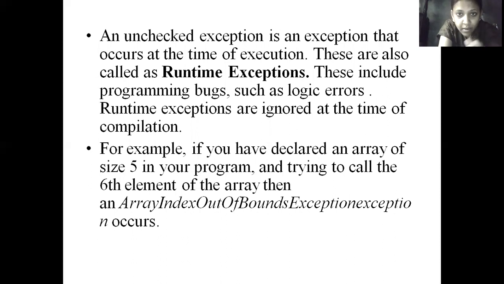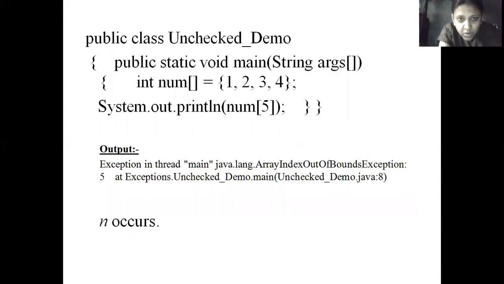Okay. So you don't get confused: checked are compile time and unchecked are runtime. RuntimeException and all its subclasses come under the unchecked exceptions. These include programming bugs such as logic errors. Runtime exceptions are ignored at the time of compilation. For example, if you have declared an array of size 5 in your program and try to access the 6th element of the array, an ArrayIndexOutOfBoundsException obviously occurs.